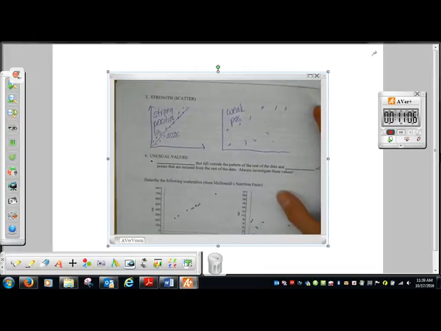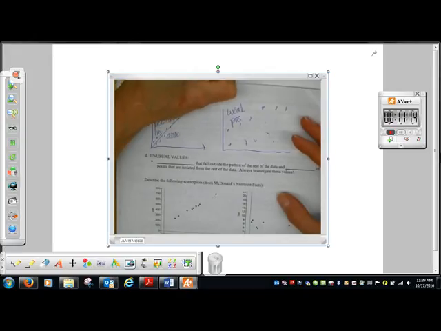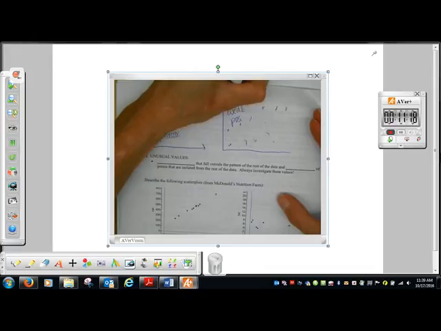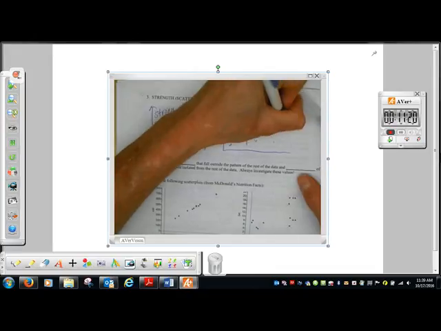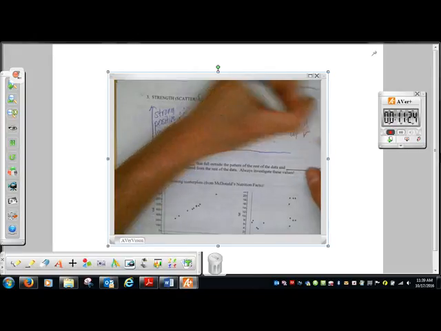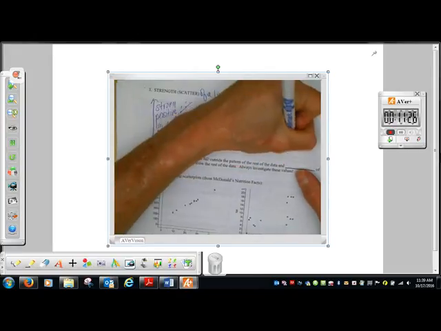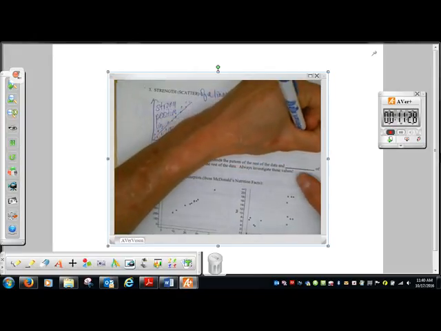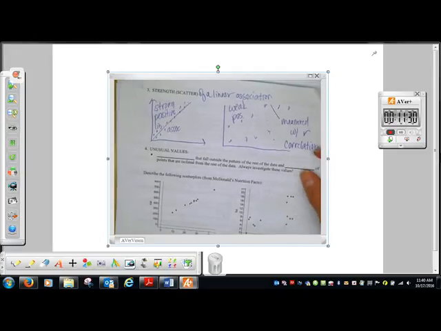So the other thing, so we have the direction, the form, the strength, and now unusual values or unusual points, outliers that fall outside the pattern of the rest of the data, and clusters or gaps in the points that are isolated from the rest of the data. We always need to investigate these values.